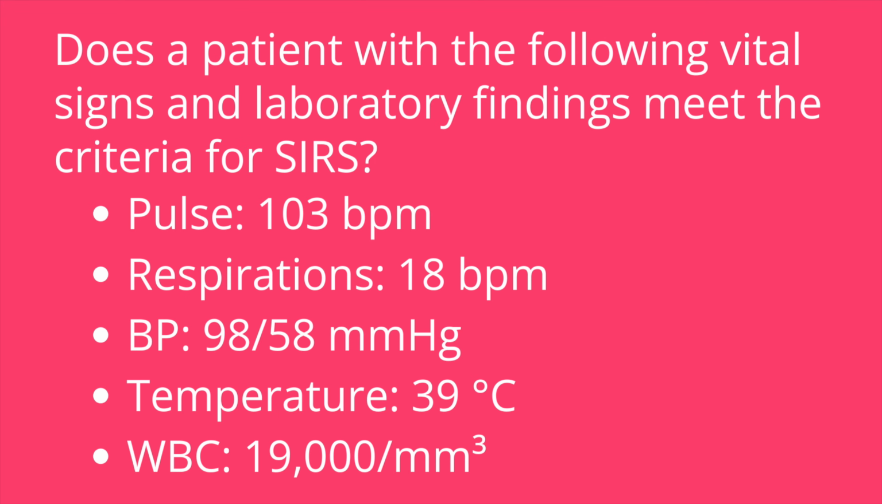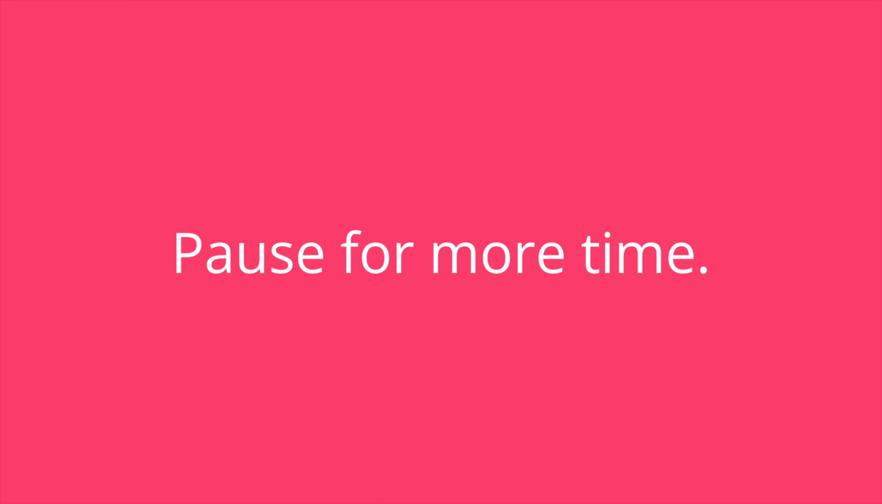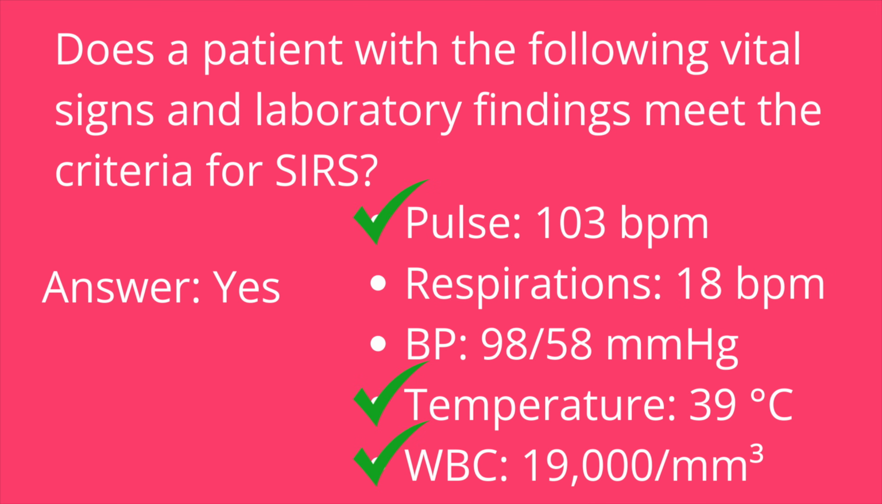Question 3. Does a patient with the following vital signs and laboratory findings meet the criteria for SIRS? A pulse of 103 beats per minute, respirations of 18 breaths per minute, a blood pressure of 98/58, a temperature of 39 degrees Celsius, and a white blood cell count of 19,000. The answer is yes. This patient has 3 of the SIRS criteria present, including a heart rate over 90 beats per minute, a temperature over 38 degrees Celsius, and a white blood cell count over 12,000.